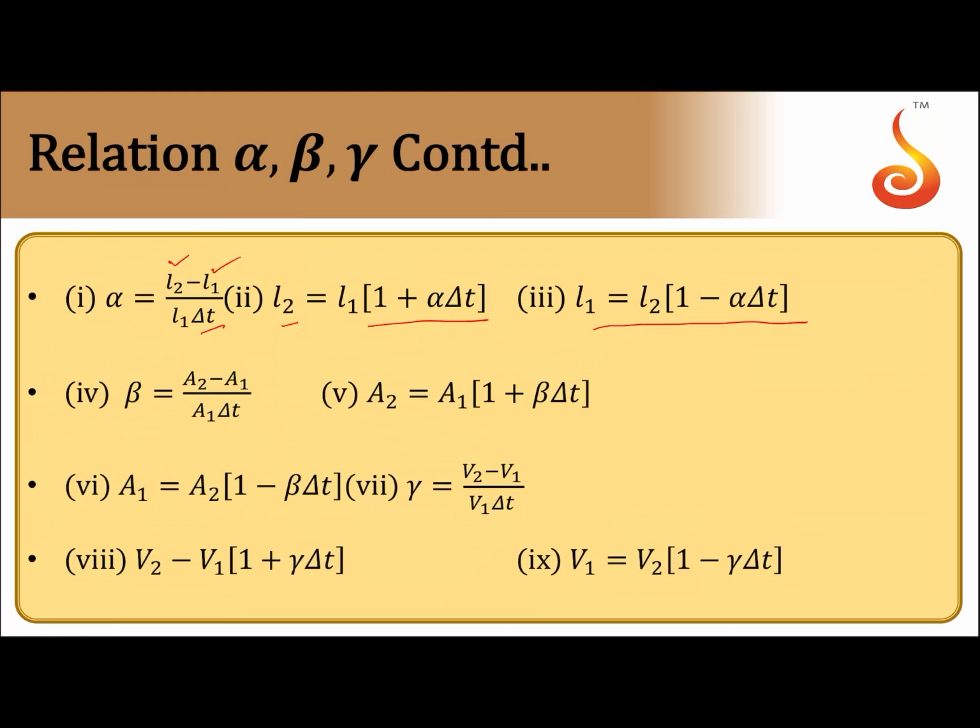Similarly, beta is equal to (A2 minus A1) divided by (A1 delta T). A2 is equal to A1 into (1 plus beta delta T). So A1 is equal to A2 into (1 minus beta delta T).